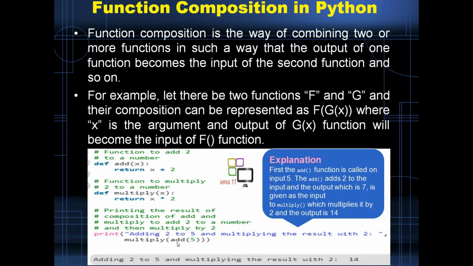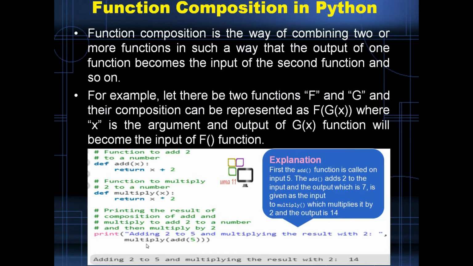Here the function call is add, so the control will be transferred to this add function. Whatever argument is passed to x, x will be 5, so 5 plus 2 is 7. Now the 7 will be passed to multiply, so 7 into 2 is 14. So multiply add of 5 will return the result as 14.